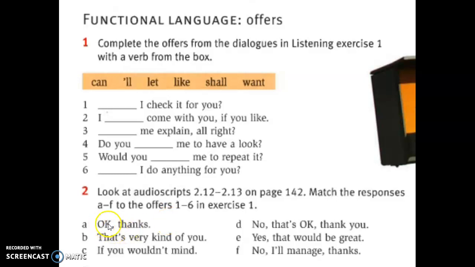You could present these six examples of responses as a kind of gapped word exercise where they have some letters missing from the words and they have to try and work out what goes in them. You could start off by eliciting ways to accept an offer and then eliciting ways to decline an offer politely.